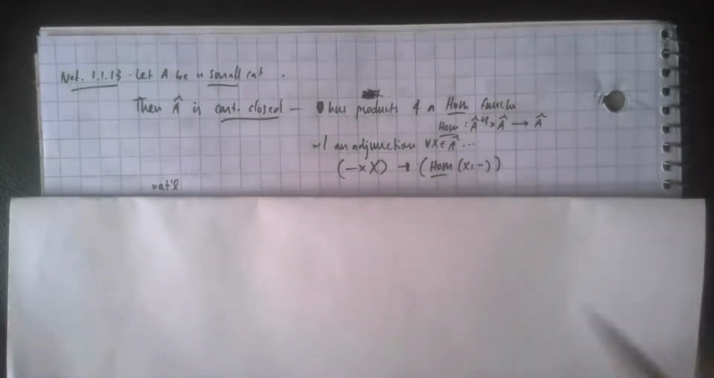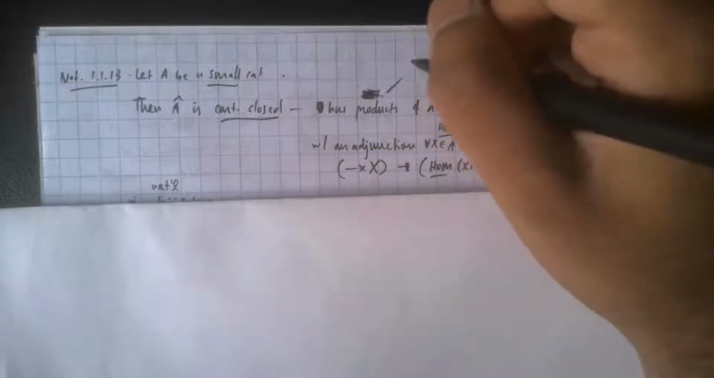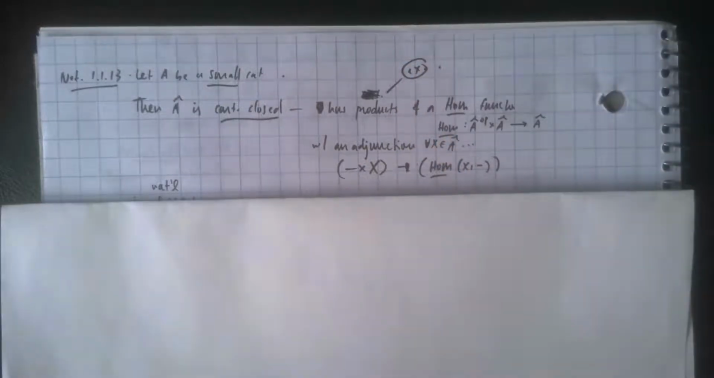So products are not too hard to define. You can do this as an exercise if you want, or look it up. It's not really that difficult. Basically, products are defined as we learned. We can compute limits and colimits pointwise. So products boil down to just products of sets of the fibers.